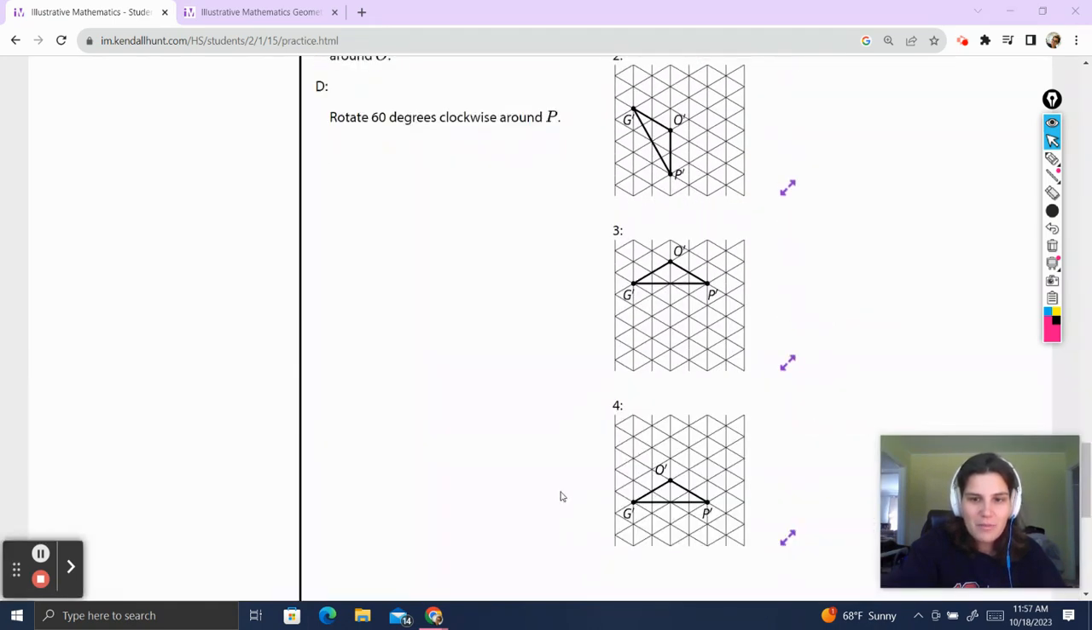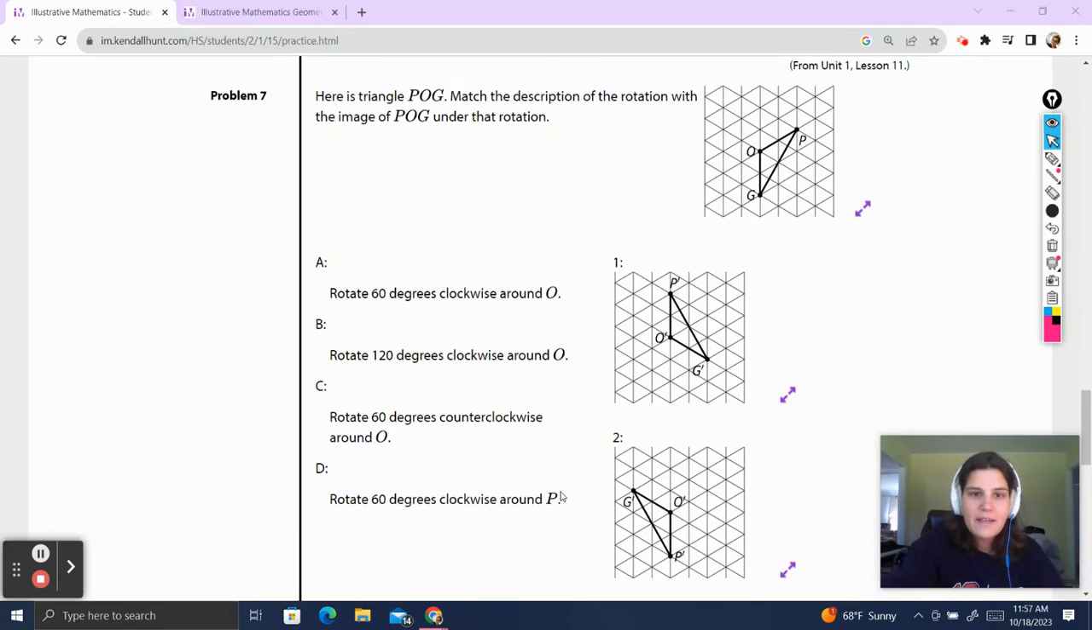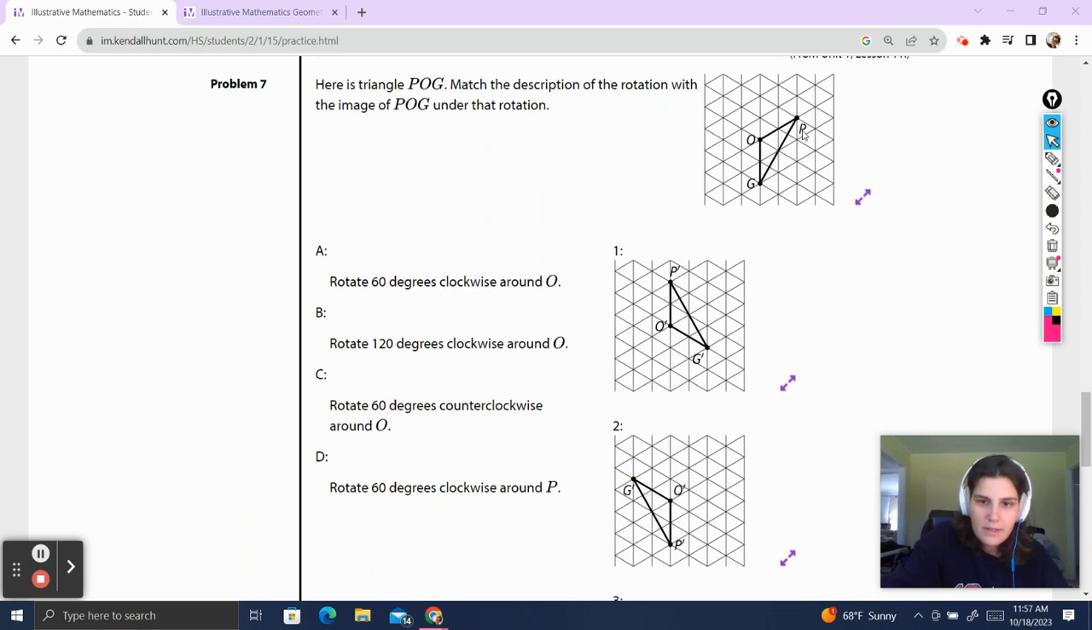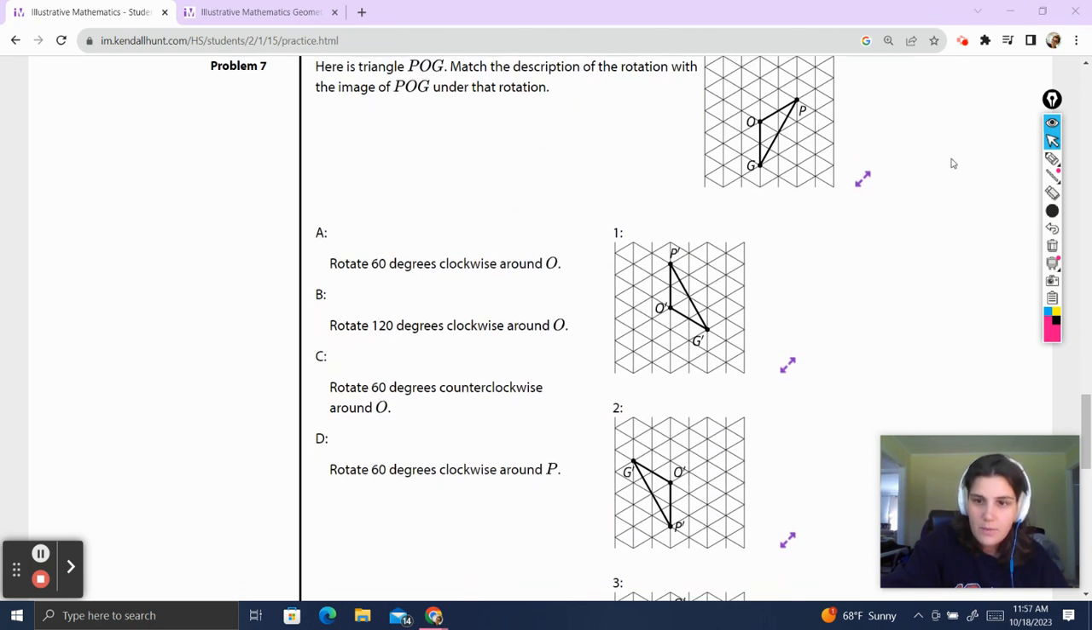All right, problem number 7. Here's triangle POG. So we got triangle POG. Match the description of the rotation with the image of POG under that rotation. All right, so we're going to do 2 and 3, and then we'll have to go down for 3 and 4.